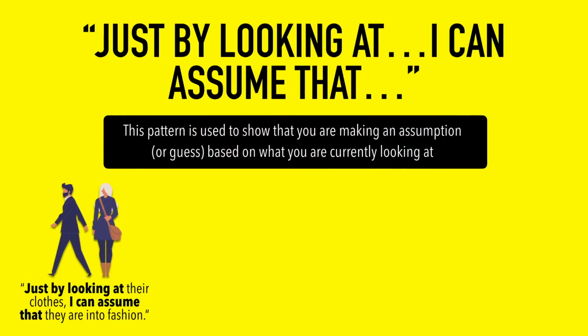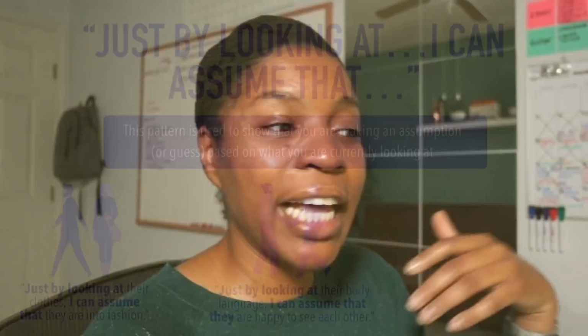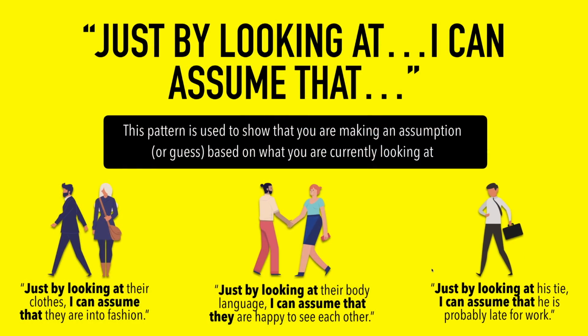So here's the next example. Just by looking at their body language, I can assume that they are happy to see each other. Again, look at the lady and look at the man. The lady looks happy to see him. They're about to shake hands and they look happy, right? Okay, finally we have this one right here. Just by looking at his tie, which seems to be blowing in the wind, I can assume that he is probably late for work. Okay, so again, you see that this is a very useful pattern. Okay, so again, just by looking at, I can assume that. So I want you to try to use that pattern as well.